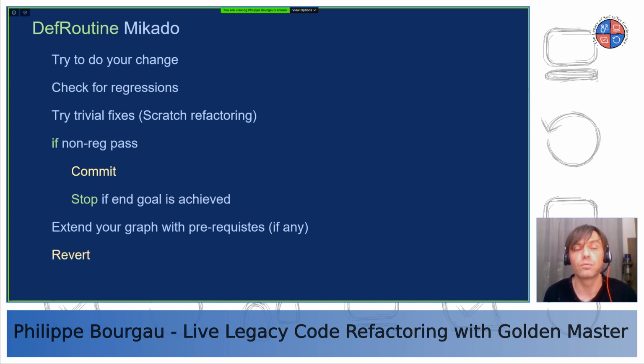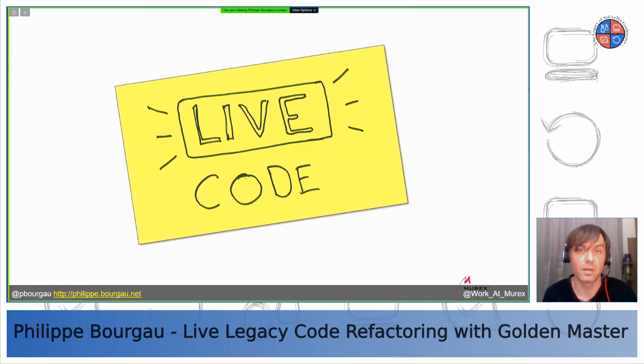And at that point, once you've drawn these prerequisites on your graph, you can revert. I mean, really git revert. And so you get back to a green state. But the nice thing is that you can recurse this on your prerequisites. And that's how you build your graph, and you always stay in a green state. And this is what I'm going to demo right now.